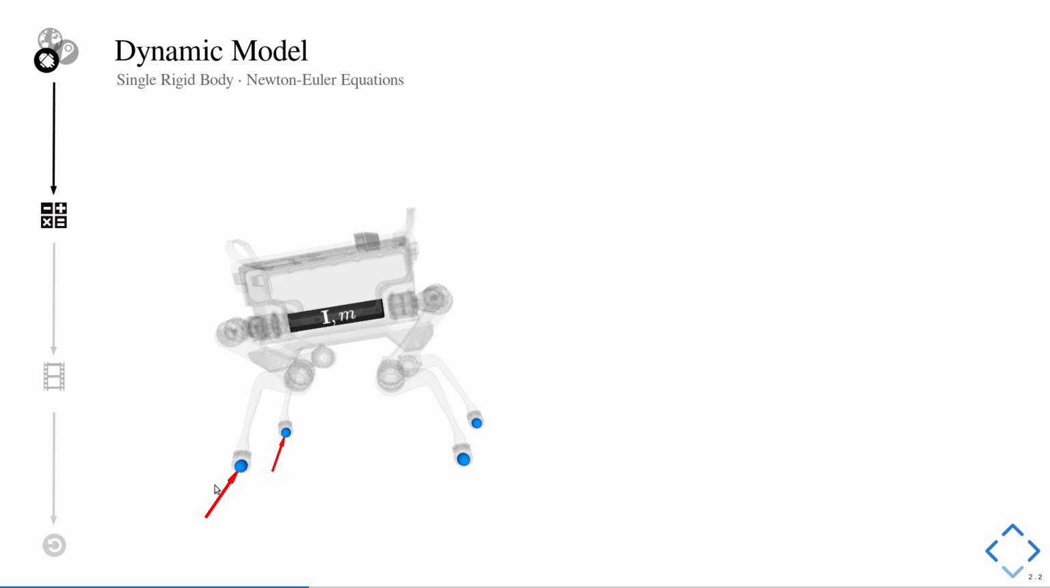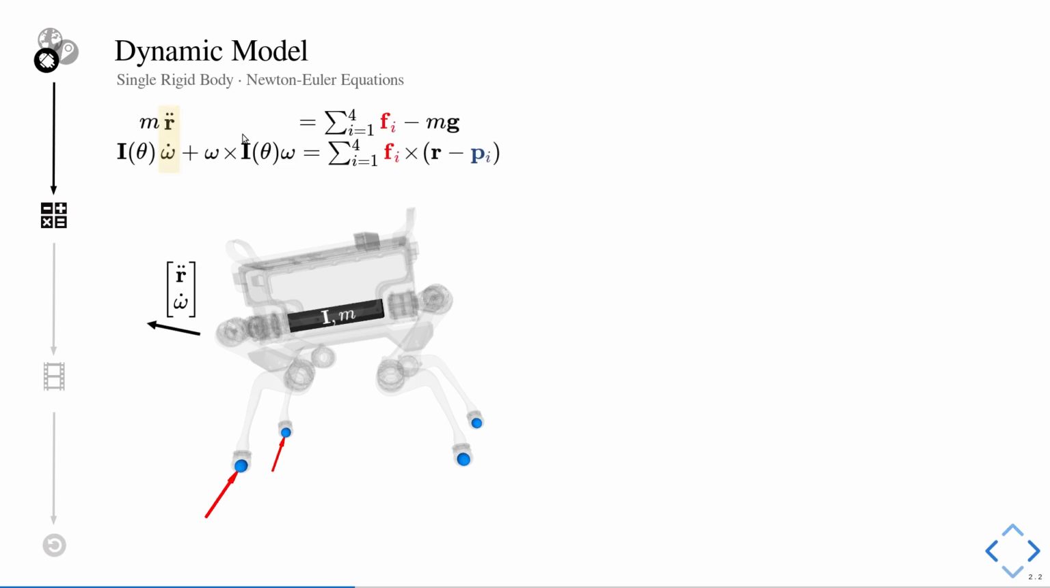Depending on what the feet forces and feet positions are, this has an effect on this single rigid body according to these equations. These are the three linear equations that dictate how forces affect the center of mass acceleration, and these are the angular equations that dictate the angular center of mass, base accelerations. We make a few assumptions in order to use these equations.